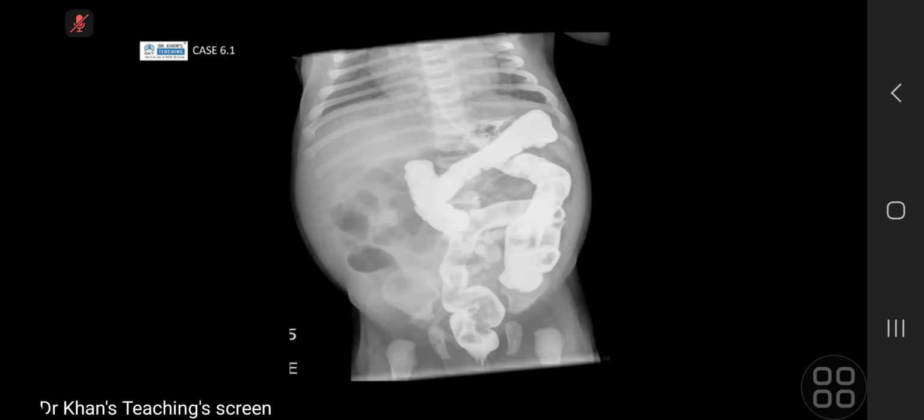Okay. So this looks like a lower GI contrast study, and I think the contrast is opacifying the lower bowel quite well. However, it doesn't reach the small bowel loops.